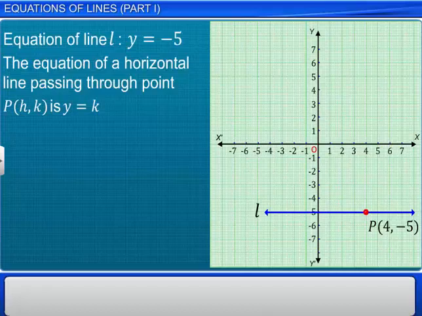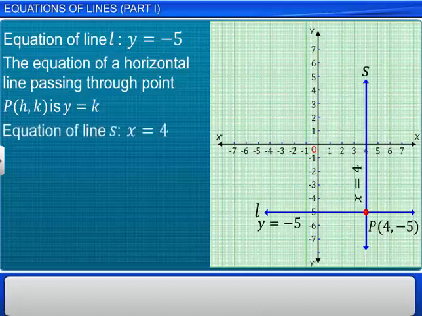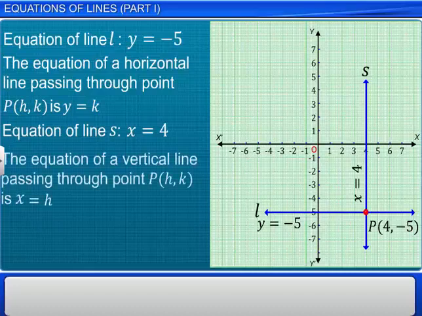The equation of the vertical line S passing through point P is x = 4. So in general, the equation of any line parallel to the y-axis or a vertical line passing through point P(h, k) is x = h.